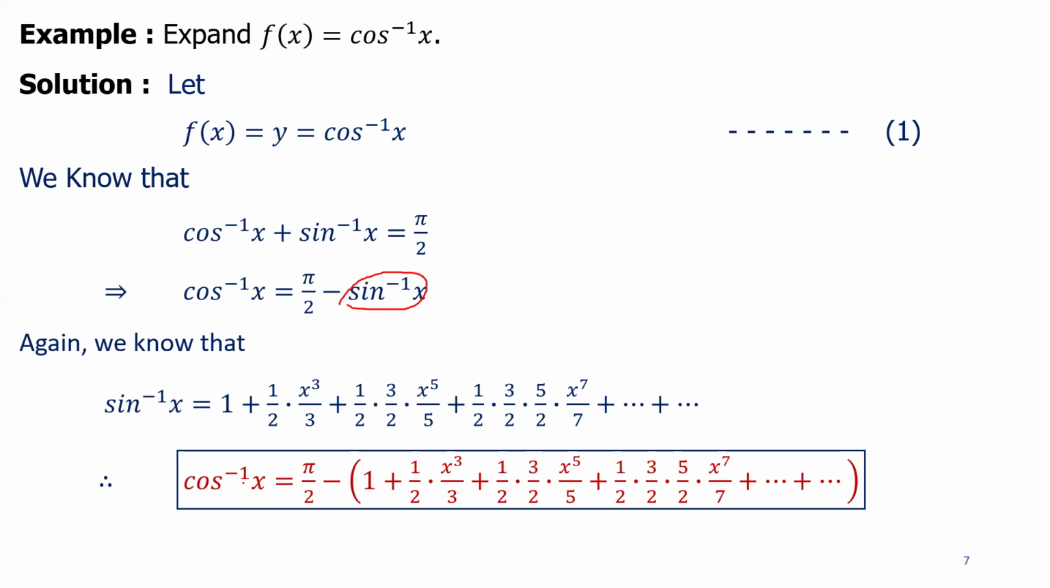So now what is the expansion of cosine inverse of x? It is nothing but pi by 2 minus 1 plus 1 by 2 into x cube upon 3 plus 1 upon 2 into 3 by 2 into x to the power 5 upon 5 plus 1 by 2 into 3 by 2 into 5 by 2 into x to the power 7 upon 7 and so on. Hence, this is the series expansion of the cosine inverse function. Thank you.